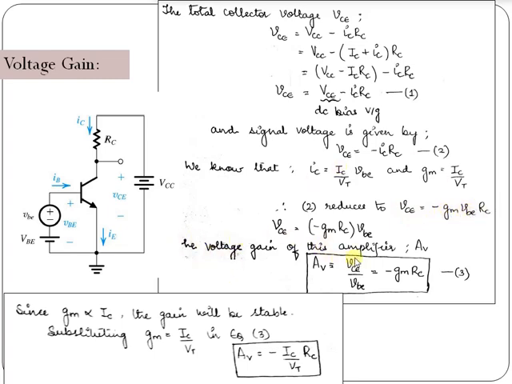The voltage gain of the amplifier AV is actually the output voltage divided by the input voltage, and this input voltage is nothing but corresponding to VBE. So we have AV equal to vc by vbe, which is equal to minus GM into RC. Since this GM is proportional to IC, the gain will remain stable, and substituting GM equal to IC by VT, we can write the equation for voltage gain as minus IC by VT into RC.